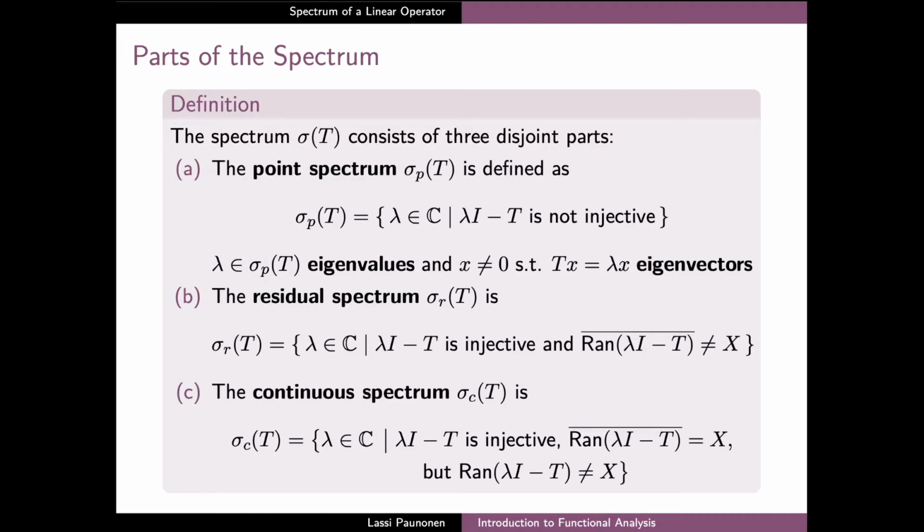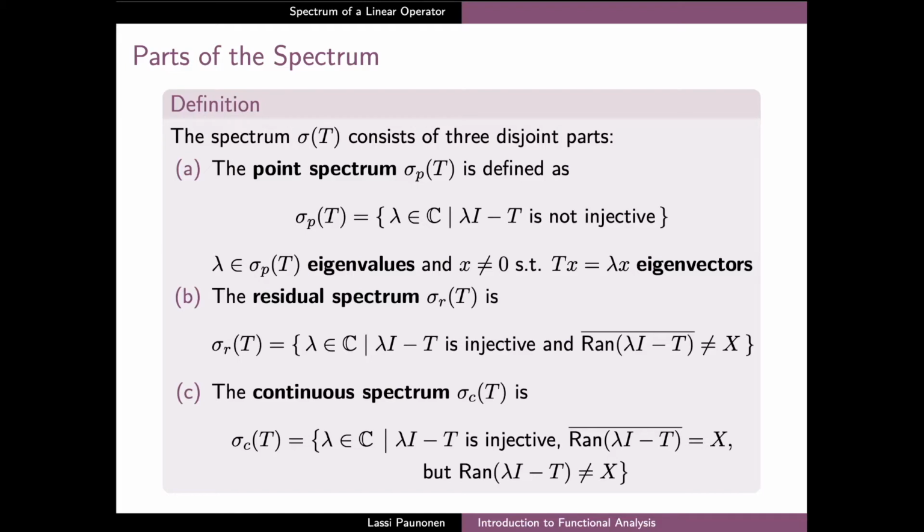And before going into the details, it's worth noting that this is not the only way that such a subdivision can be made. And in the literature, you can also find definitions of other spectral subsets with different properties. But sticking to the division that we have, the first part of the spectrum, the point spectrum, we already encountered, and it consists of the eigenvalues of the operator T, meaning those values lambda for which lambda I minus T is not injective.